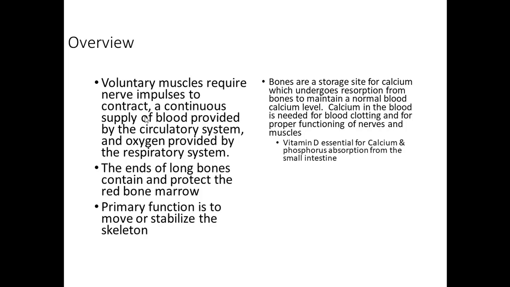All right, so an overview of the musculoskeletal system. There's different types of bones. There's long bones, short bones, flat bones, and irregular bones are the major categories of bones. So the long bones are generally the weight-bearing bones, like for example a femur. Also at the ends of the long bones is where the red blood cells are made. There's red bone marrow in the ends of those long bones, and that's where the red blood cells are made.